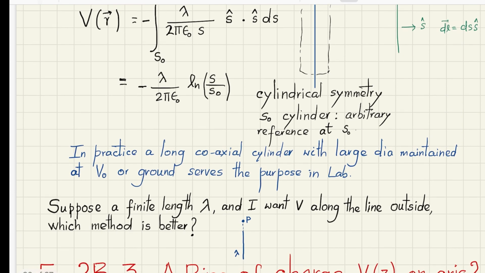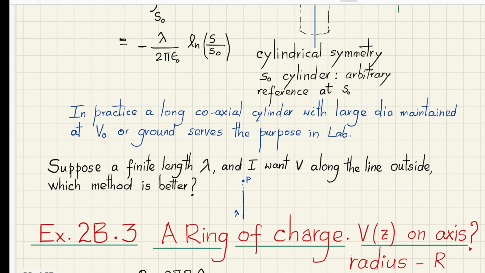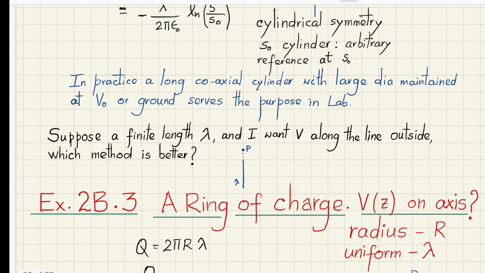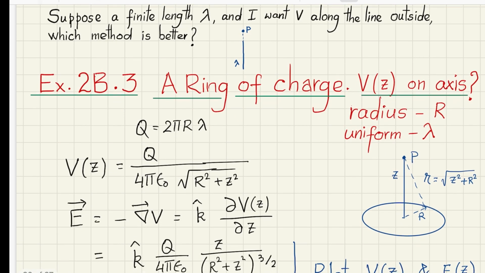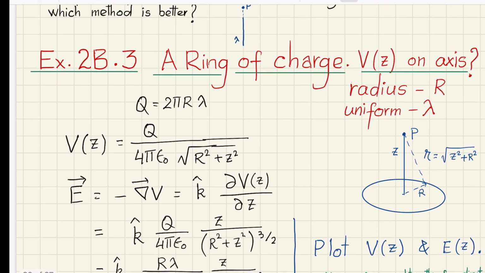So let's take up a popular example, that is a ring of charge. I want V(z) on axis, for a ring of radius R and uniform lambda. This is a simple case. You might have done this for E, but you can do it for V. The charge method is a lot more convenient here because from the point, all the charges are at the same distance. There is no real integration involved.